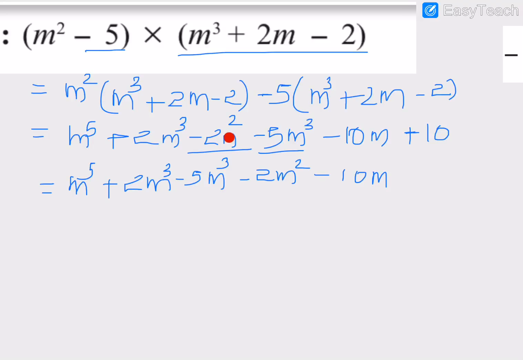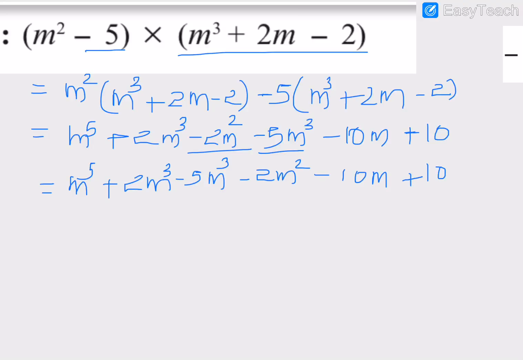You can see that since we have already written this term minus 5m cube here, we don't have to write it here, we can go with the next term. So we are going in the order of all these algebraic terms. We will go in the descending order of the powers of m, that is first we will write m raised to 5, then m raised to 4 is not there, so m raised to 3, then we will write all the terms of m raised to 2, then we will write all the terms of m raised to 1, that is m, then last we will write the constant term, that is plus 10.